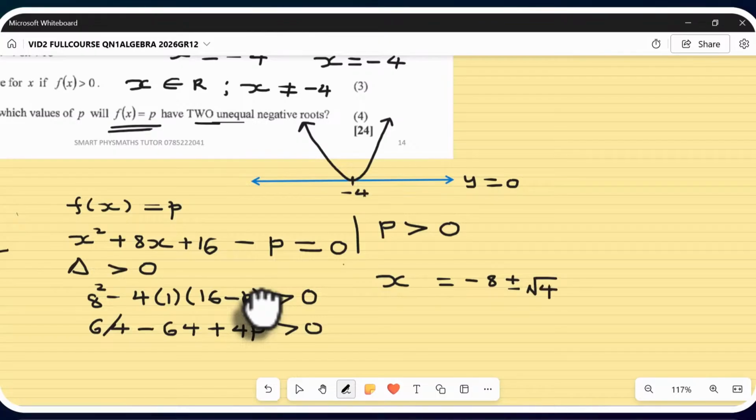So if I combine the two inequalities here, because we said that our p should be greater than 0, and then p less than 16, my final answer is that my p should lie between 0 and 16, bigger than 0 but less than 16. Yes, this will be the answer now.